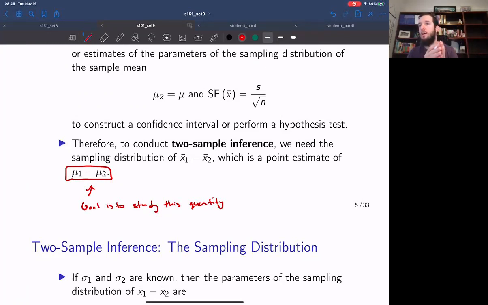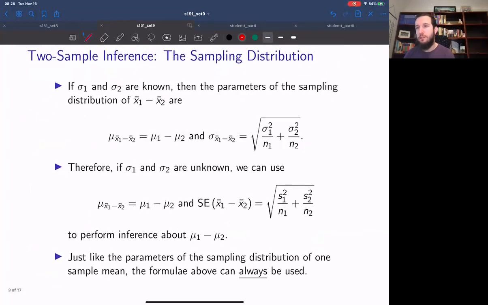Okay. So again, in lecture sets 7 and 8, we had one sample. We computed the sample mean from that sample, and then we used that to build an interval or conduct a hypothesis test about mu. Now we're going to have two samples. We're going to take a mean from each sample, subtract them, and use that to discuss the difference between mu1 and mu2.